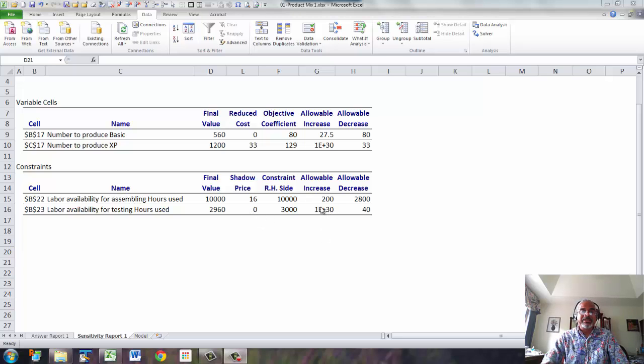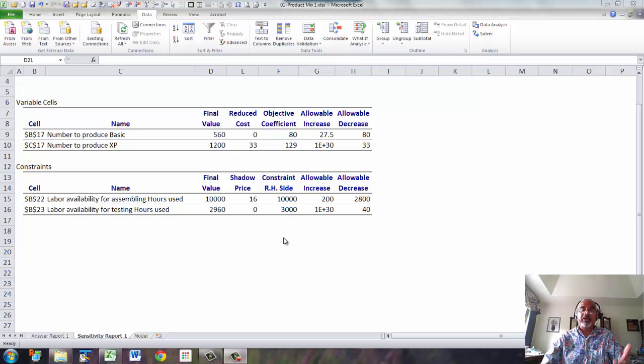So allowable increase is infinity. You can keep on increasing, your slack will only increase. But the reduction is limited by 40 hours. So once you use up all of the slack, then the shadow price is no longer valid. So after that, if you decrease the right hand side value, then there may be a reduction in profit.